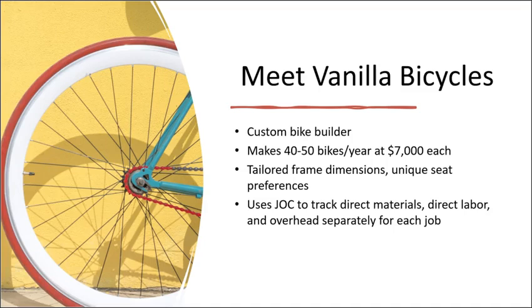Well, meet Vanilla Bicycles, a high-end, highly customized bike maker in Portland. They only produce 40 to 50 bikes a year, each made to order and priced around $7,000. Each bike has tailored frame dimensions, unique seat preferences, etc. Since each bike is one of a kind, each order is its own job. And that's where job order costing shines. It allows us to track direct materials, direct labor, and overhead separately for each job.